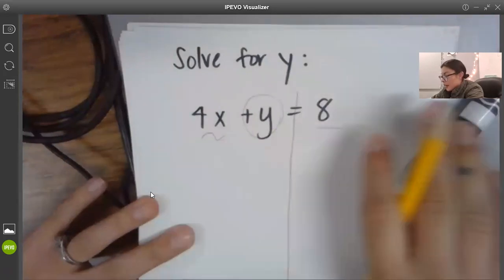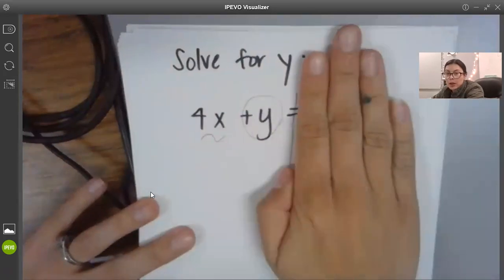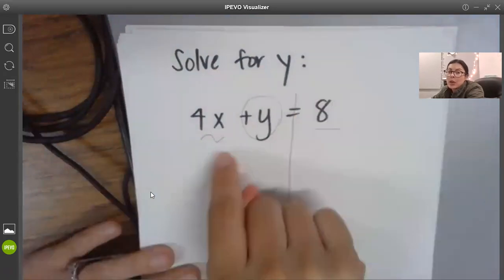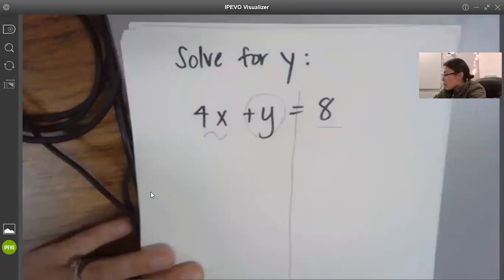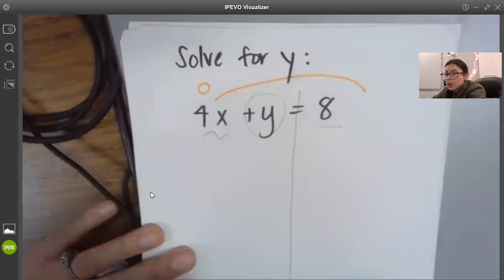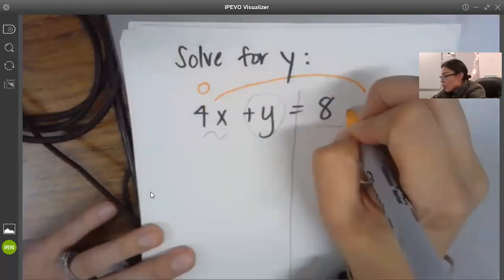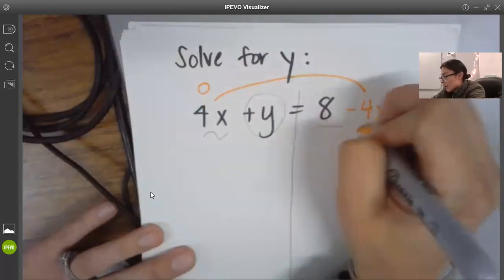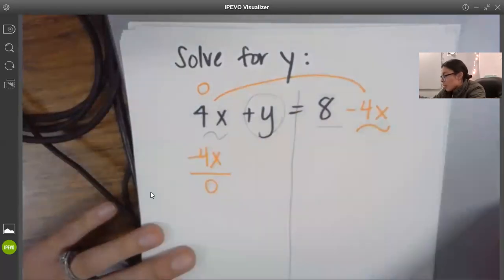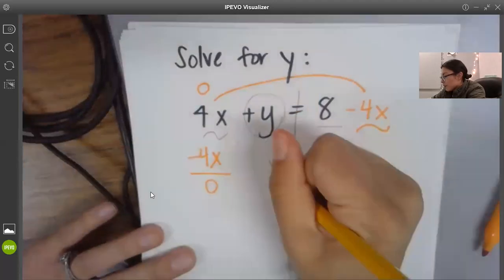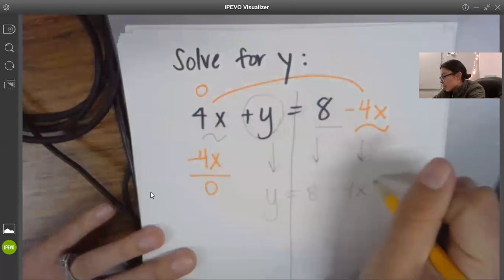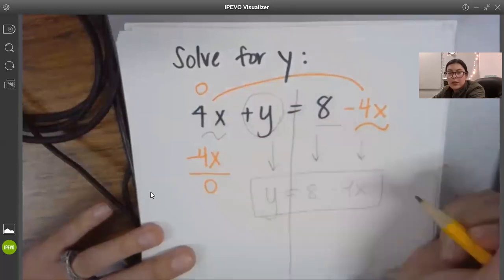So on this side, what doesn't belong here? Because we were solving for y, that means getting y by itself. This doesn't belong because it's not a y. So we have to move it. Okay, we need this to equal 0 to move. So this is positive. When it moves, it changes sign. Now it's negative. So 4x minus 4x is 0. And then we bring everything down. And that's it. That's all you have to do for this one.